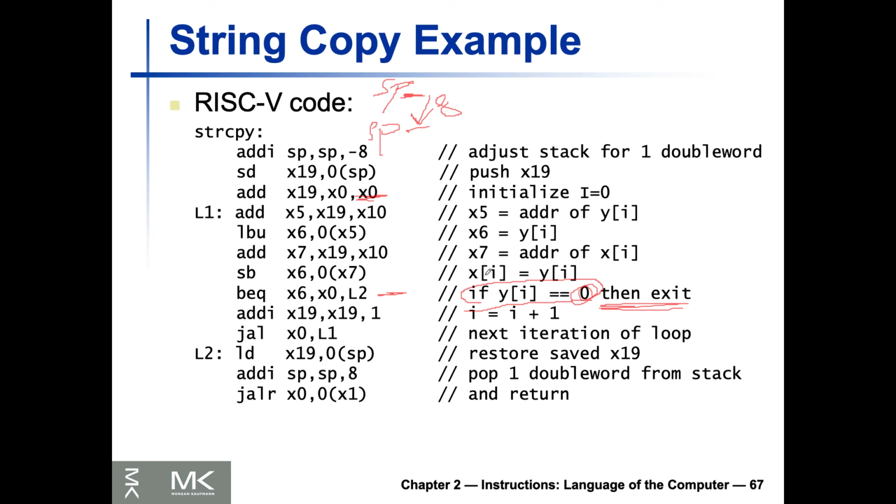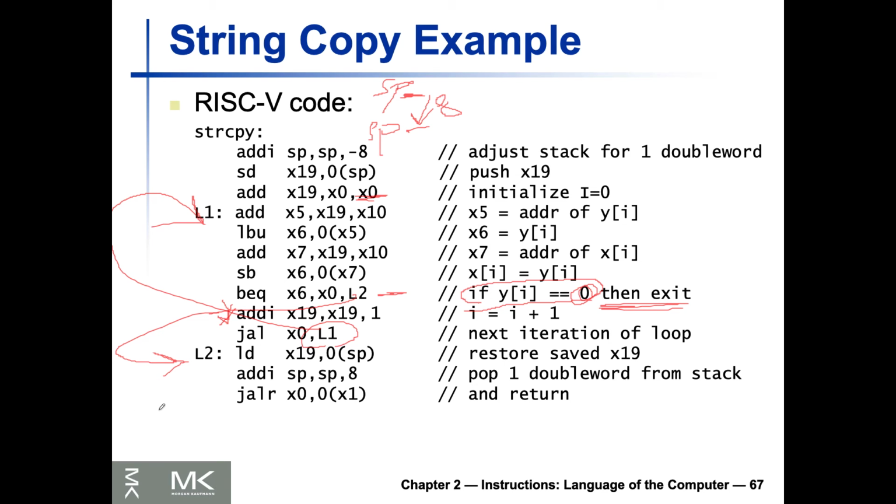Then it's going to match these two, so x[i] will be equal to y[i]. Then we check the termination. If we hit the null character, we need to exit. Otherwise, we continue here to addi. Addi just adds 1 to i, so we're going to go for the next character, and then the next iteration of the loop starts with another jump to L1. So it's going to go back here.